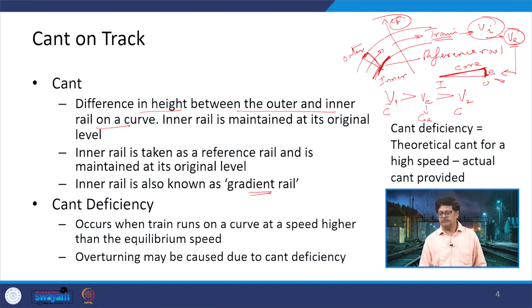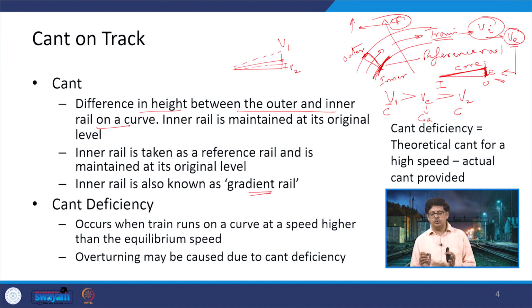Now, if this speed is increasing, it means the centrifugal force will be increasing, but you have not provided that much rise. The rise could have been required like this, but what we provided is this much. It may be required to provide this much so as to cater for V1, or if you are talking about trains moving at a lesser speed, then the value which needs to be provided may be this much for V2.